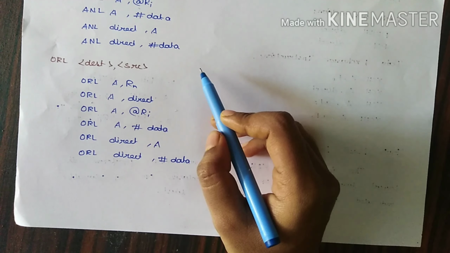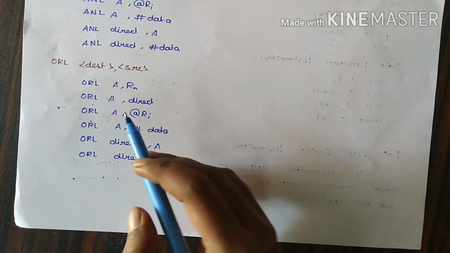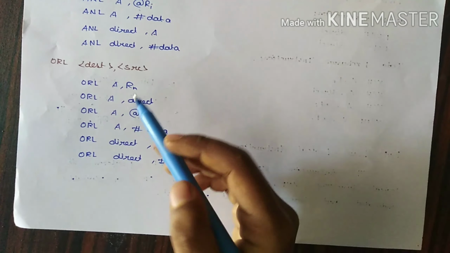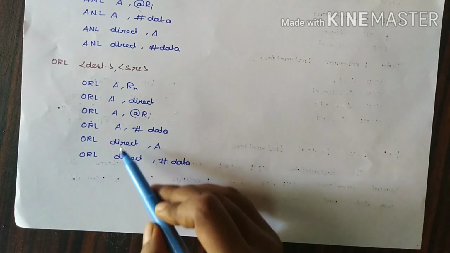And the next one is OR. So here the logical OR operation is performed between the given operands and the result will be stored in the destination variable.